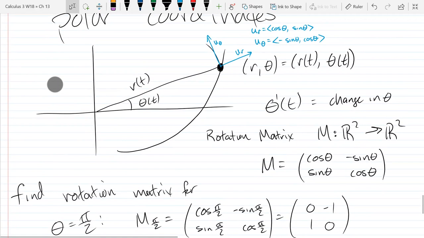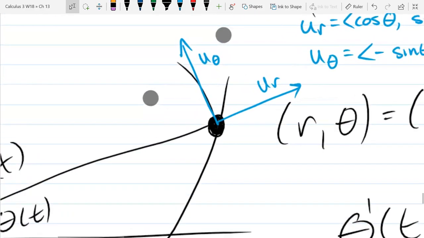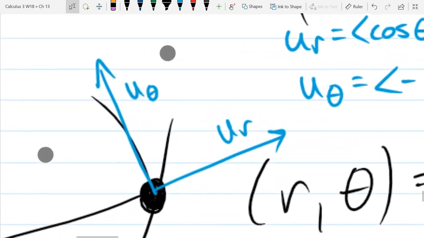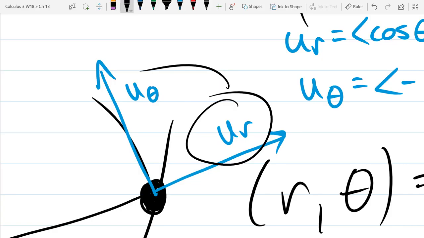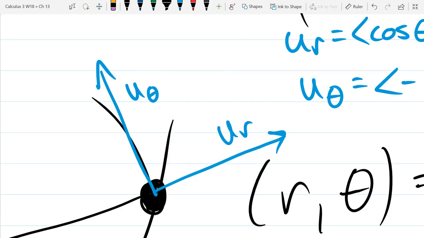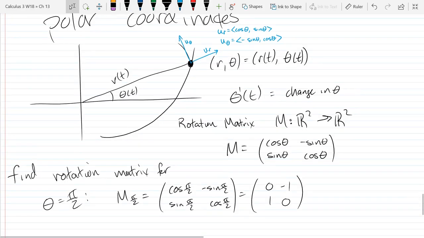So let's see what happens if we multiply this matrix. Which of these vectors, if I rotate pi over 2 counterclockwise, would equal the other vector? If I rotate UR pi over 2, I should get U theta. So let's check that and make sure that's true. Let's find M times UR.